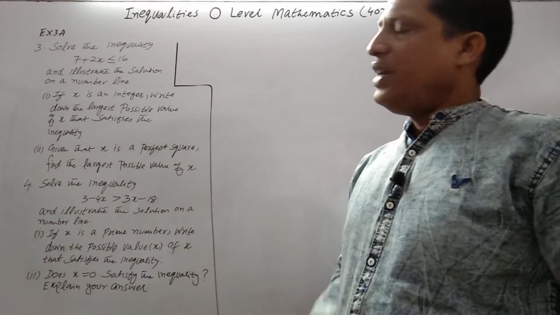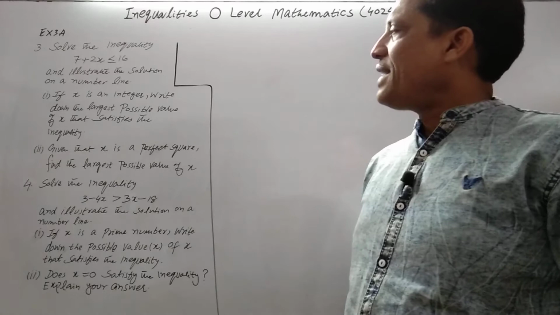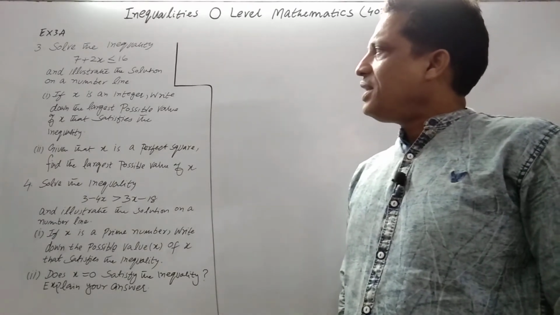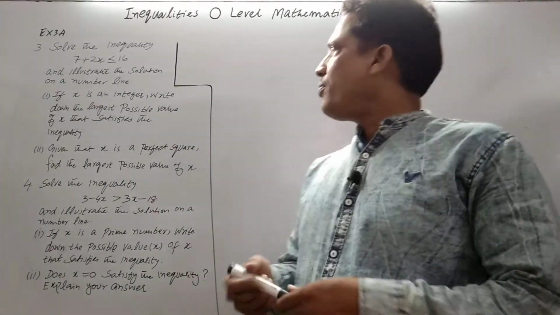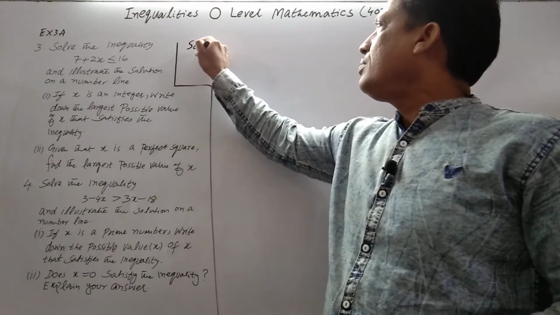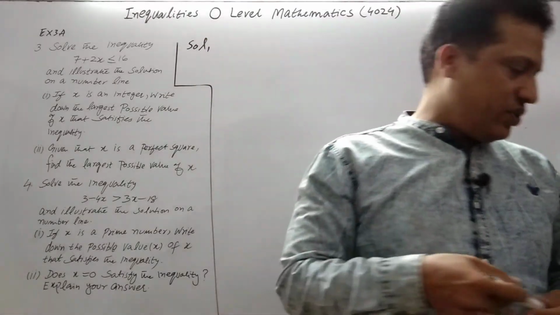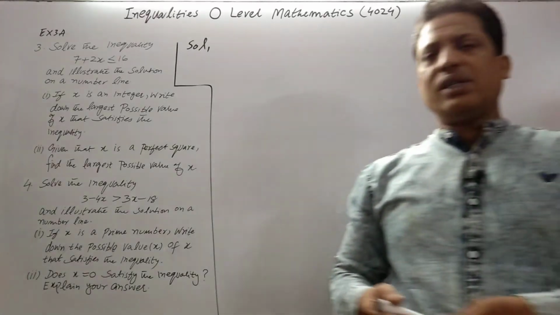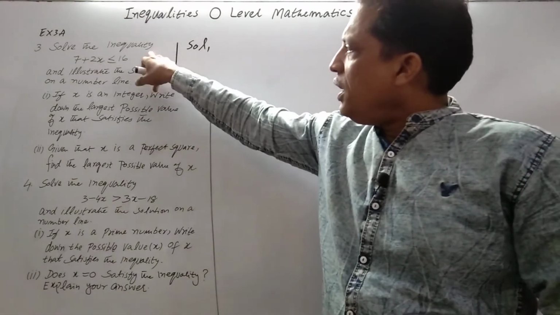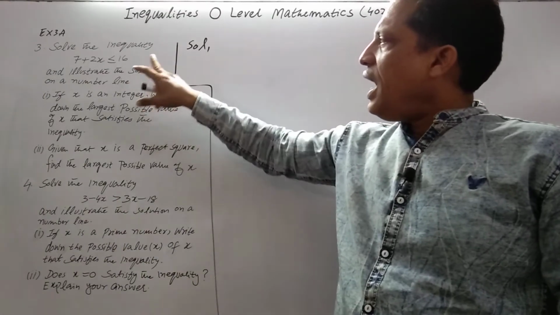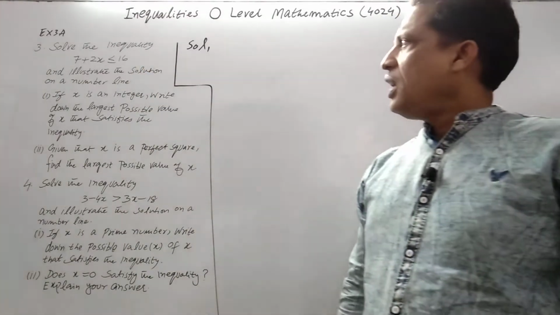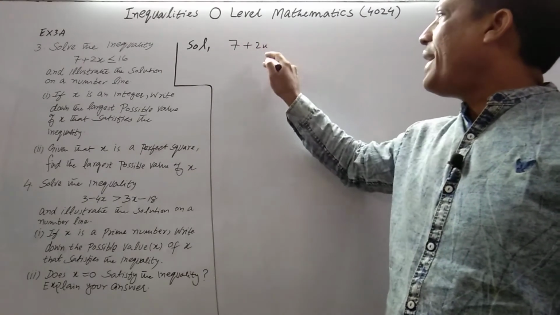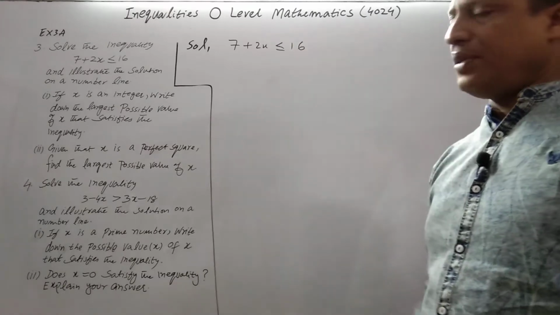Solve the inequality 7 plus 2x less than or equal to 16 and illustrate the solution on a number line. Very easy question. First, we have to focus only on this part: solve the inequality and illustrate the solution on a number line. Take the given inequality 7 plus 2x less than or equal to 16.